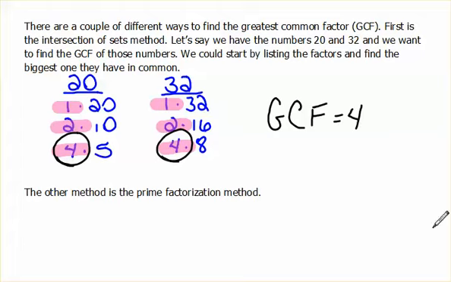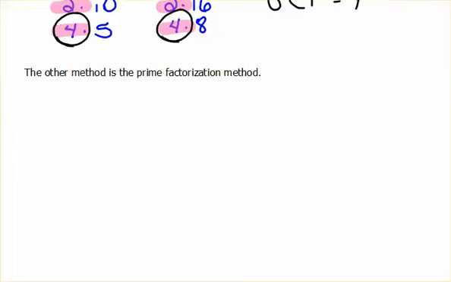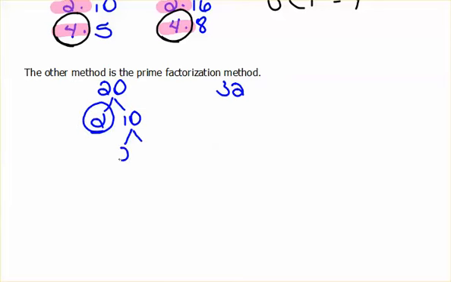Now there's another way to do it, which is generally what you see most often, and it's kind of the preferred way of doing it, and that's called the prime factorization method. So again, we're going to start off by looking at factoring 20 and 32, but we're going to do a prime factor tree. So looking at 20, that would be 2 times 10, and 2 would be prime. 10 would be 2 times 5, and now those are both prime.